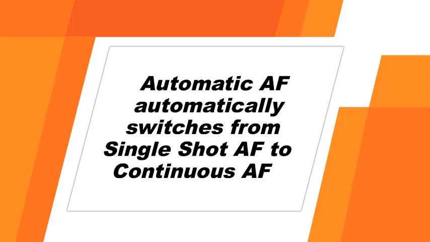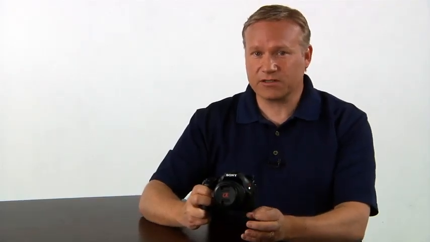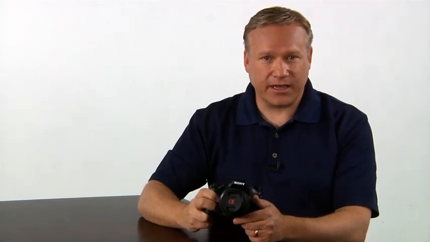In the AFA, or automatic AF mode, the focus mode automatically switches from single shot AF to continuous AF if the still subject starts moving. After the subject is focused in the single shot mode, if the subject starts moving, the camera will detect the movement and will change the AF mode automatically to continuous AF.